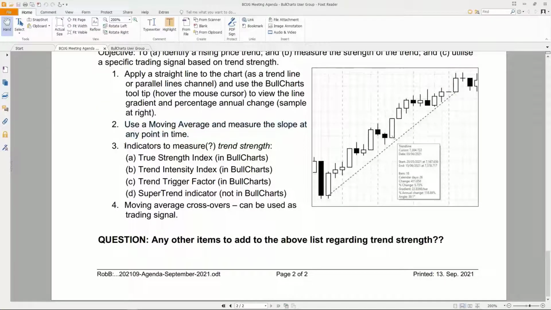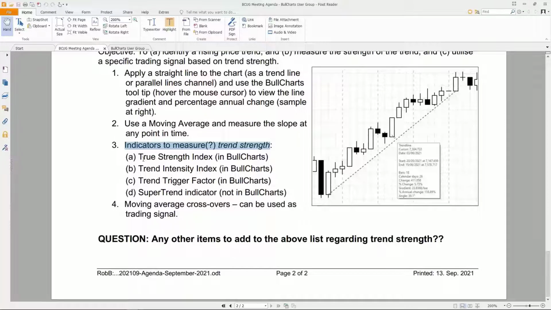Let's go to the next option, which is where we're building to. Ideally, we should be able to use some sort of chart indicator to determine trend strength, to measure it. And in BullCharts, we've got the true strength index as one option. Also the trend intensity index and a trend trigger factor. So let's have a quick look at each of those.